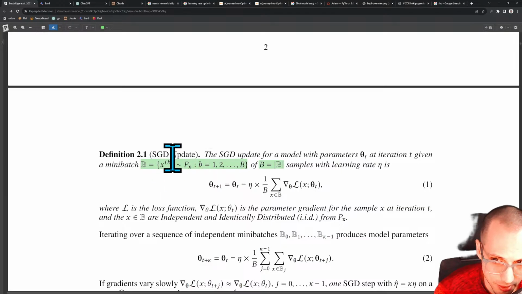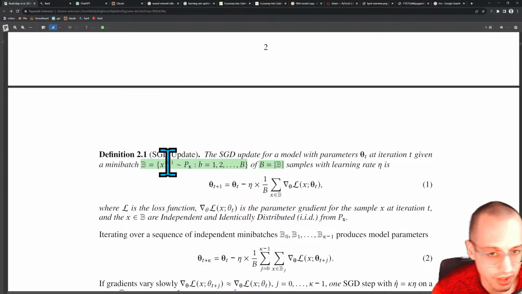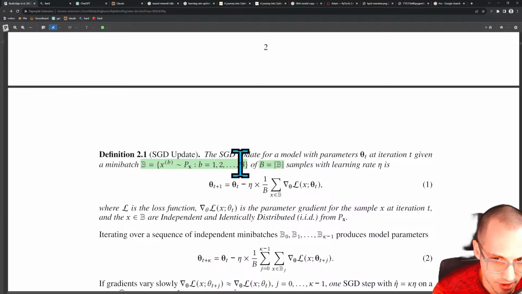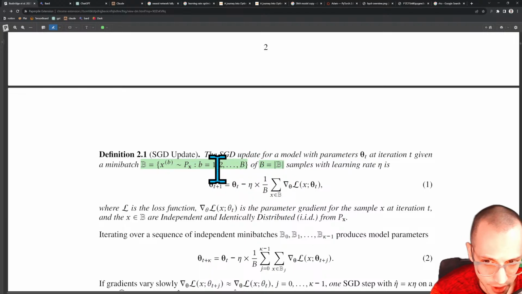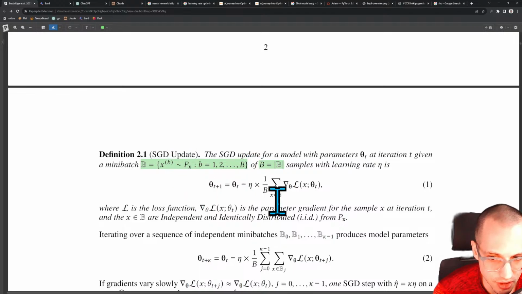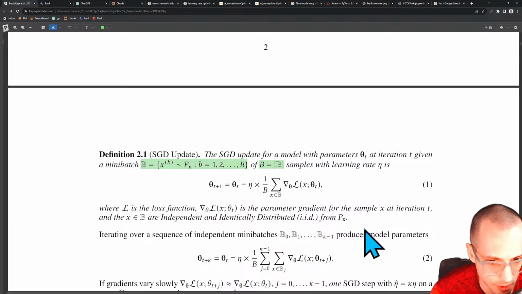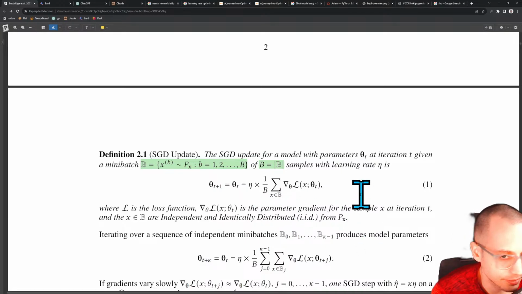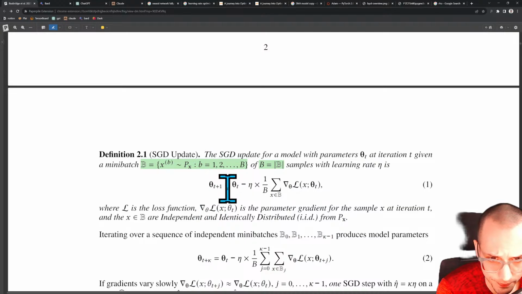And the elements in this mini batch, you could think of them as images. Maybe you have a batch size of 32, in which case the capital letter B is 32, and each of the X's would be one image, and then they're sampled. That's what this little tilde means, from P of X, which is the true distribution of images. So all images in the real world that could possibly exist. You can think of it that way.